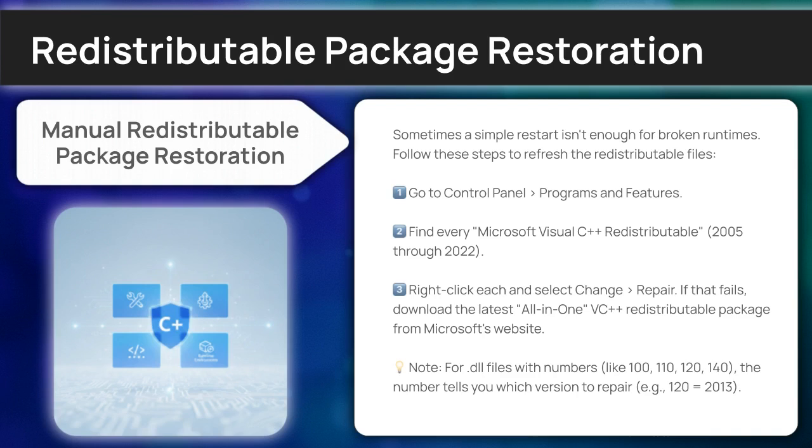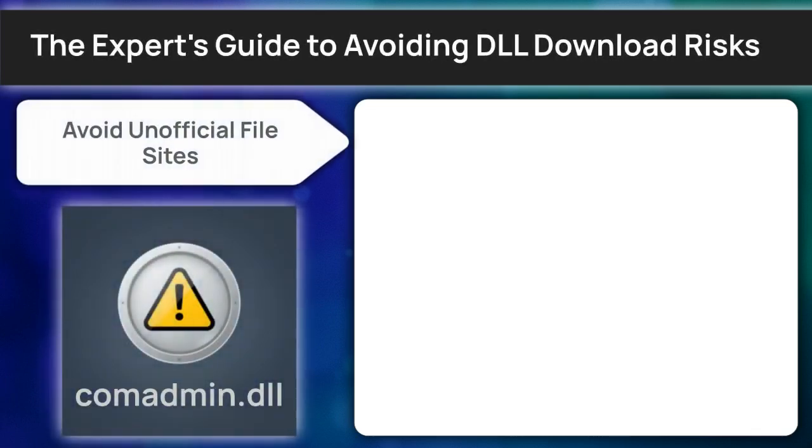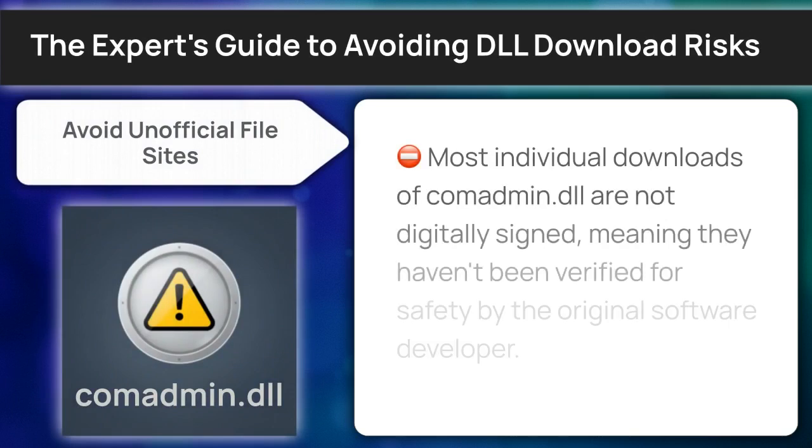Please note that for DLL files with numbers, the number tells you which version to repair. For example, 120 equals 2013. From a systems engineering perspective, there is one major security pitfall I need to help you avoid. Installing an unverified version of Comadmin Library DLL is a common security pitfall that can inadvertently bypass your system's built-in execution safeguards and firewall.